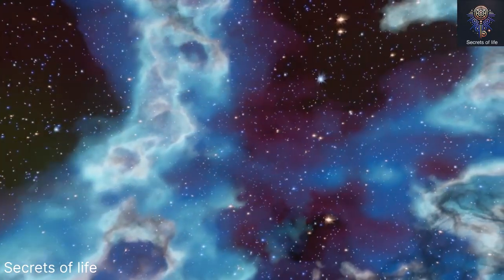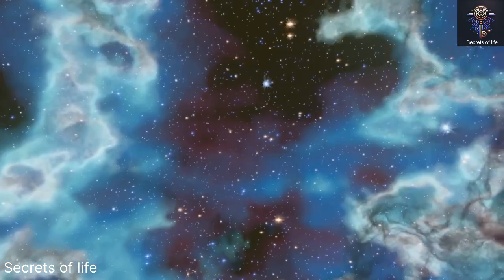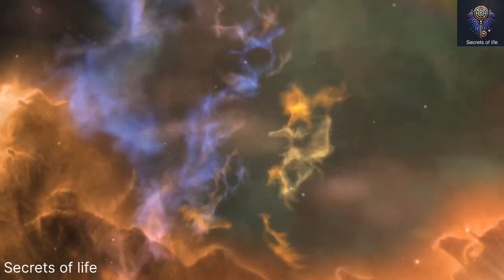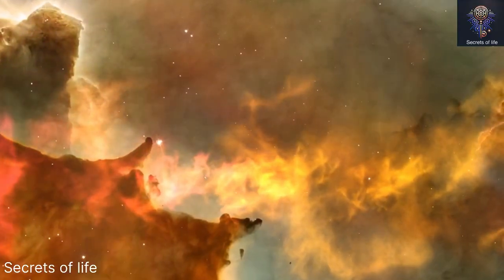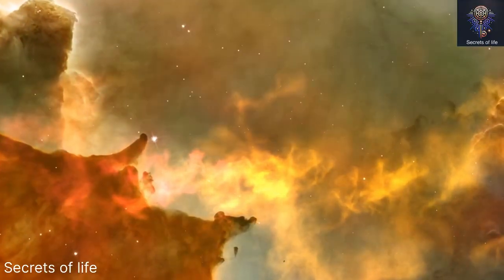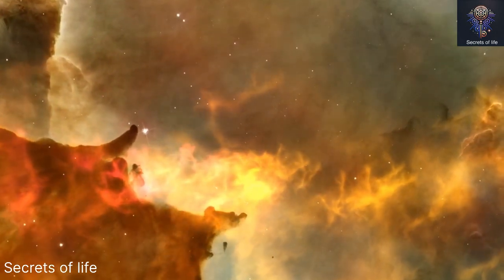They are the largest and most massive type of molecular cloud, often containing enough material to form thousands of stars. GMCs can contain millions of times the mass of our Sun. This immense mass is distributed unevenly, with denser regions where star formation is more likely to occur.